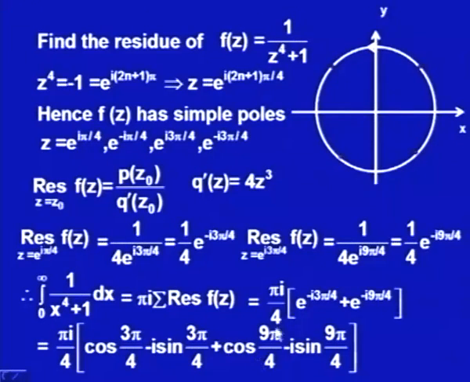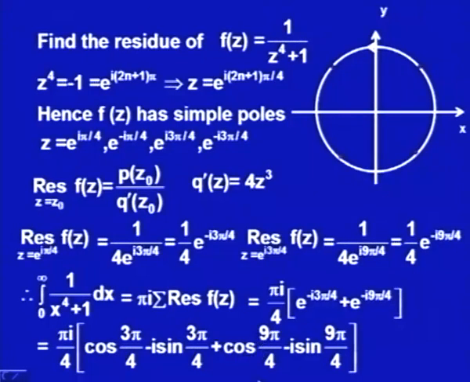Cos 9 pi by 4: 9 pi by 4 means 2 pi plus pi by 4, that is this angle. We know that cos of 2 pi plus theta is cos theta, and sin of 2 pi plus theta is sin theta. So it is the same as cos pi by 4 and sin pi by 4. Cos pi by 4 is 1 by root 2, and sin pi by 4 is also 1 by root 2.